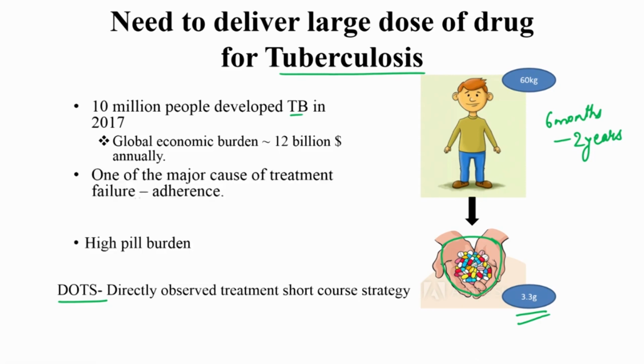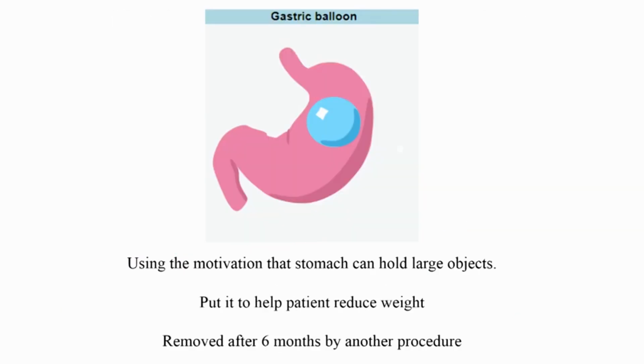So, again, as I said, one of the major causes of treatment failure is adherence to the treatment. Patients do not adhere to the treatment, and a major part of that has to do with the high pill burden as well as the long duration. Okay. So, what is the alternative?